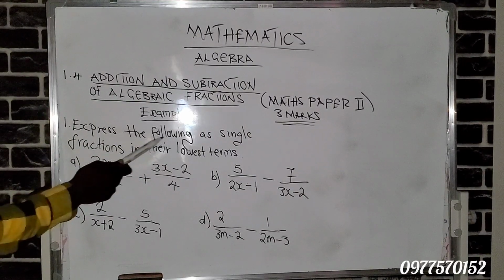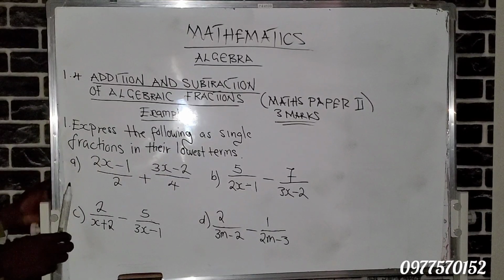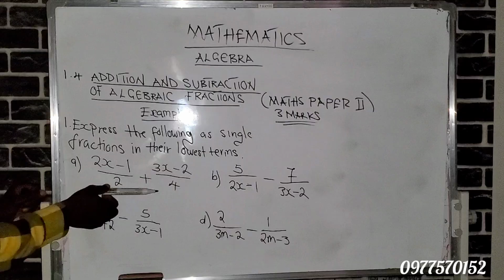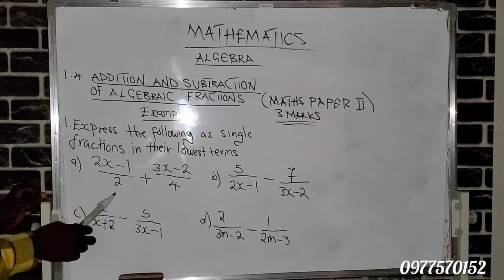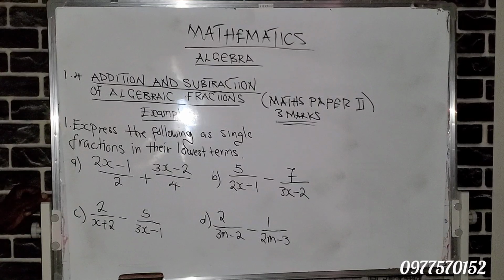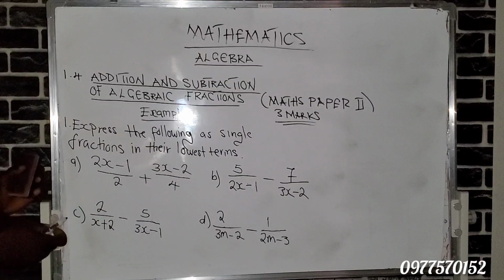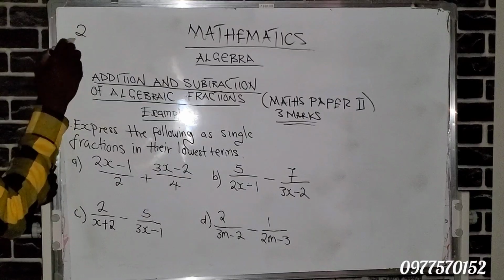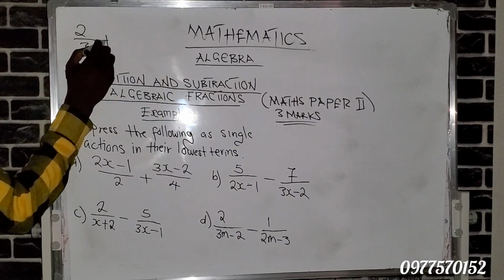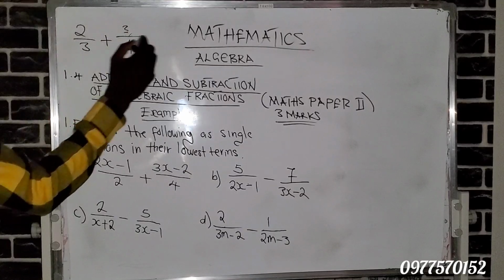Express the following as single fractions in their lowest terms. So you're given this, and they just want a single fraction. You have 2 fractions, they just want a single fraction. Now, when expressing as a single fraction, if you have something like 2 over 3 plus, let's say, 3 over 4.